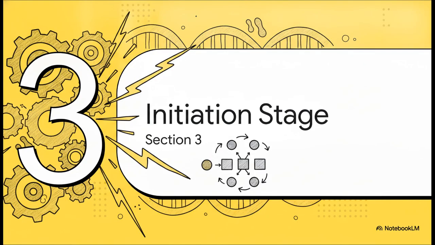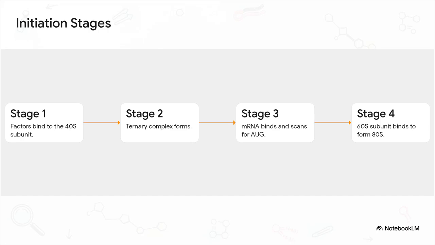Which brings us to Section 3, Initiation, starting the engine. Okay, so with all our machinery on the floor, the engine starts. Initiation is literally like firing up the assembly line, and it happens in 4 distinct stages. First, initiation factors bind directly to the small 40S subunit. Second, a ternary complex, which includes the unique initiator tRNA carrying methionine, joins in to form the 40S pre-initiation complex.